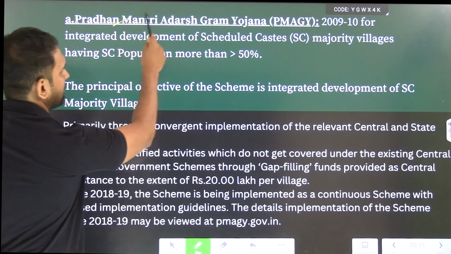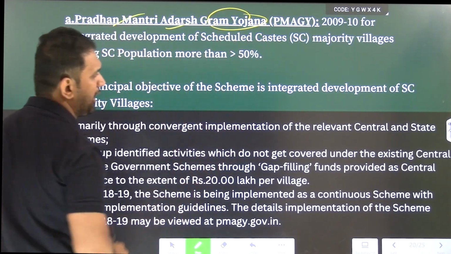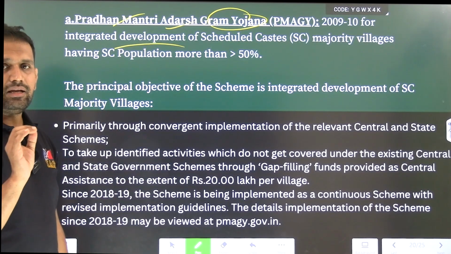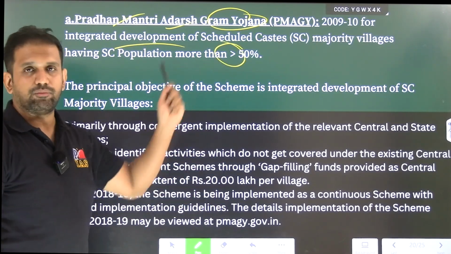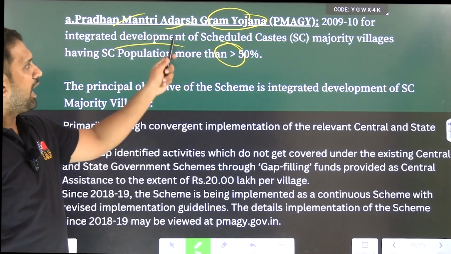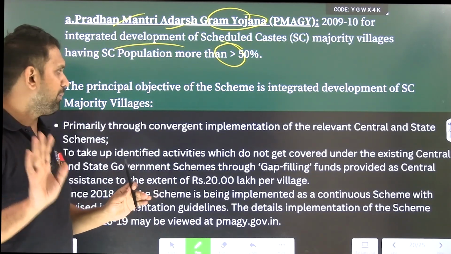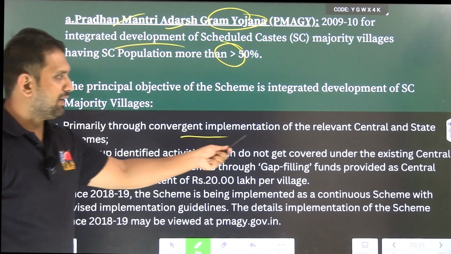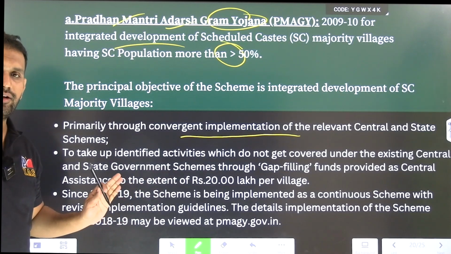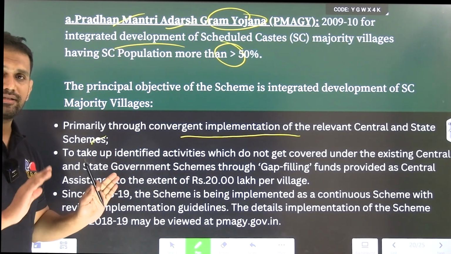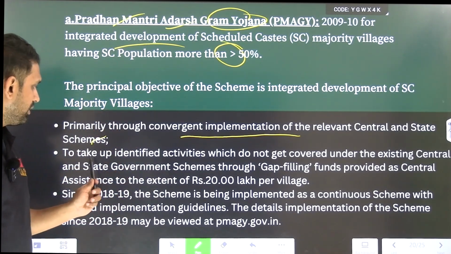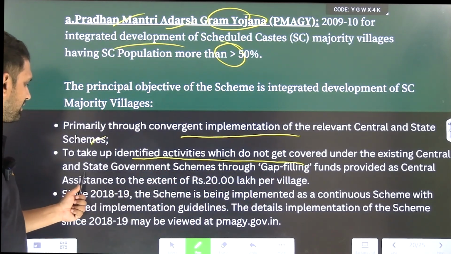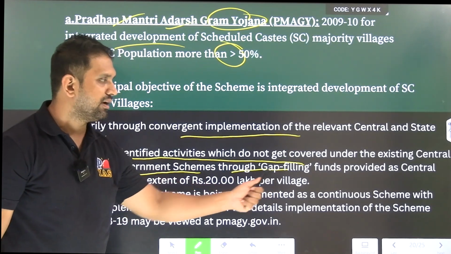Now we are having Pradhan Mantri Adarsh Gram Yojana. In 2009-10 this was launched for integrated development of SCs. Any area which is having more than 50% of SC population, automatically this scheme will be applicable. The primary objective of this scheme is implementation of central government and state government launched schemes. That is what they have to do. Take up identified activities which are not covered under the existing central and state government schemes through gap filling.